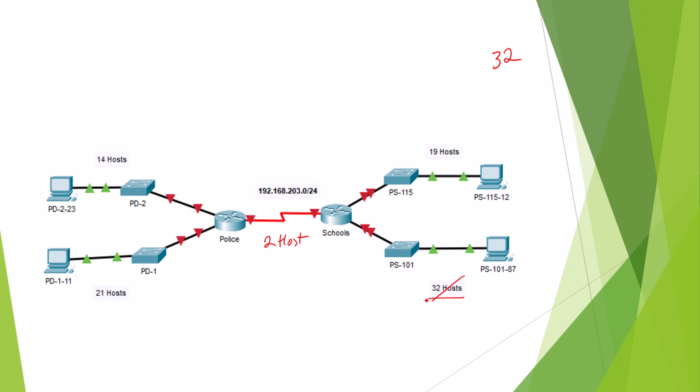32 hosts. That one's done. 21 hosts. That one's done. 19 hosts. That one's done. 14 hosts. That one is done. Now, again, depending on how you want to look at this, for completeness' sake I'm going to end it with my fifth network, the one in between the police and the school. So that would be 32, 21, 19, 14, and 2. Again, I'm going to be working through the worksheet, so I'm going to be going back and forth between slides, so definitely bear with me.